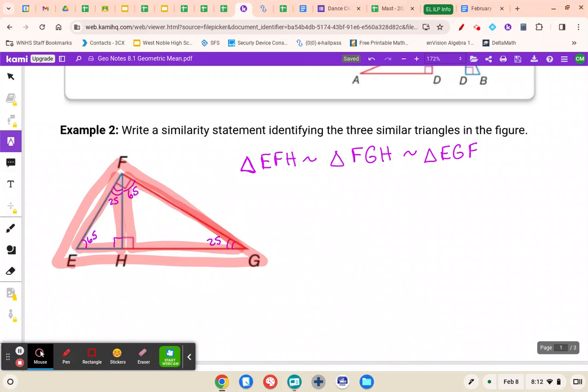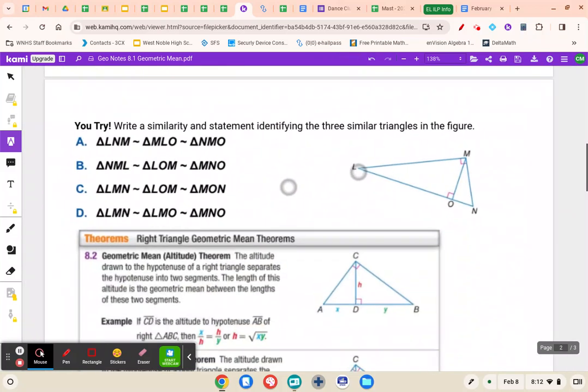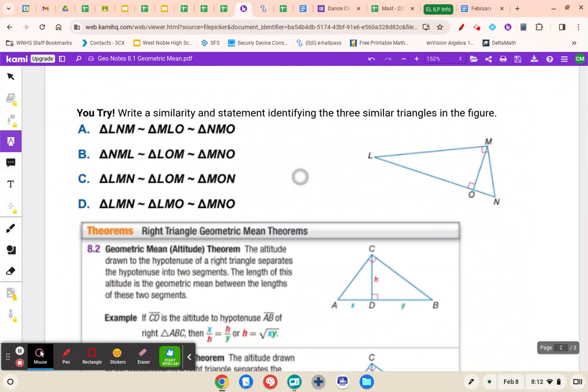All right, turn your page, pause, try this one. All right, so C, hopefully you paused. All right, a similarity statement, identifying the three similar triangles in the figure. This is C, guys. If you write out the same degrees again, they might not be, but that can help you visualize. Oh, let me do that.